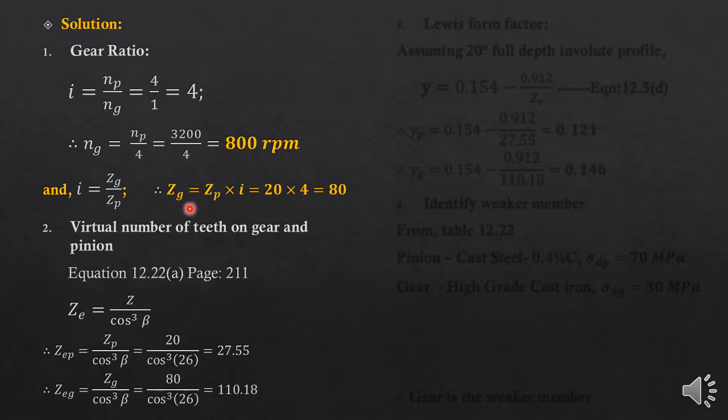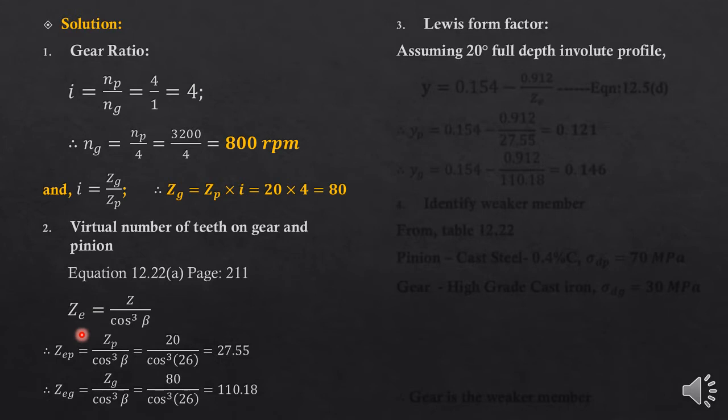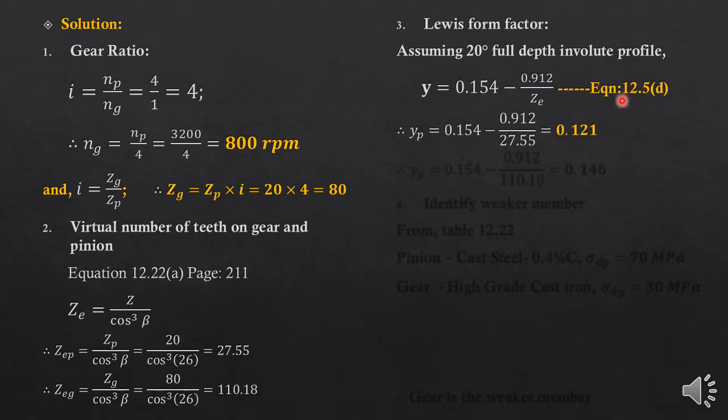Alright, now we will make use of these virtual number of teeth to obtain the Lewis form factor. Assuming that the gear and pinion are 20 degree full depth, the standard tooth profile, we use the standard equation for Lewis form factor, 12.15d. Now instead of the number of teeth, we make use of the equivalent number of teeth which we have obtained here. That is the change. Therefore, we get the form factor for pinion and gear as 0.121 and 0.146.